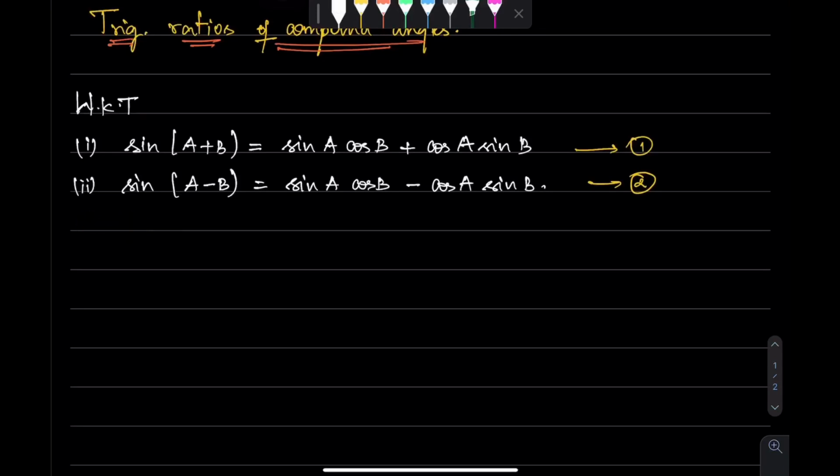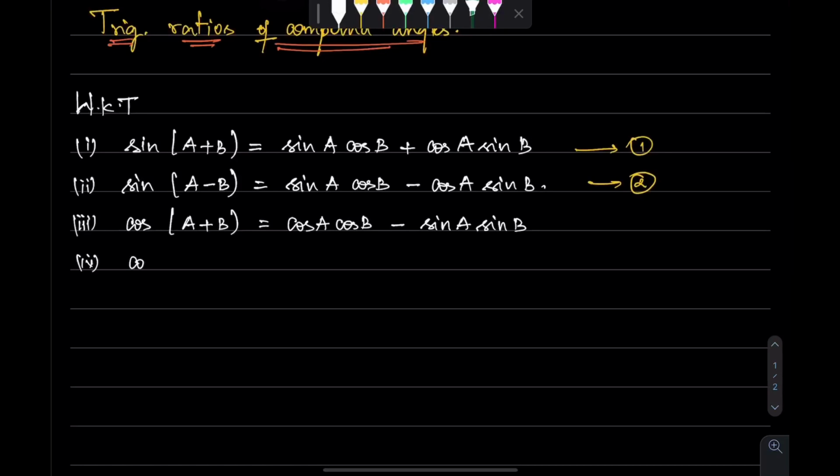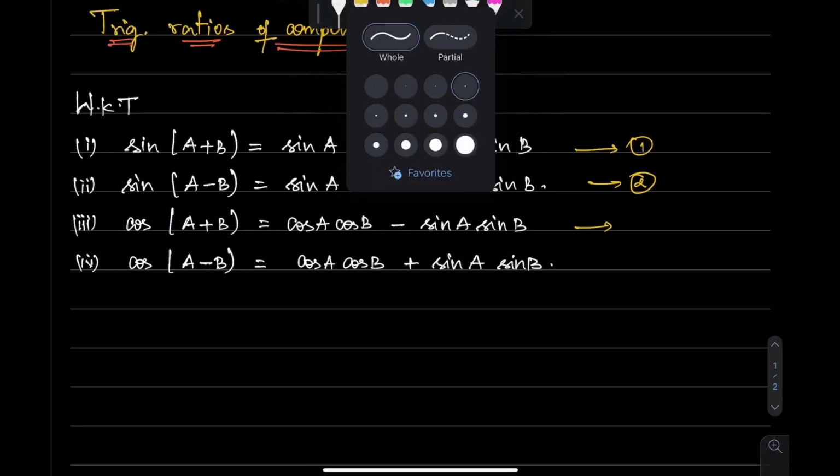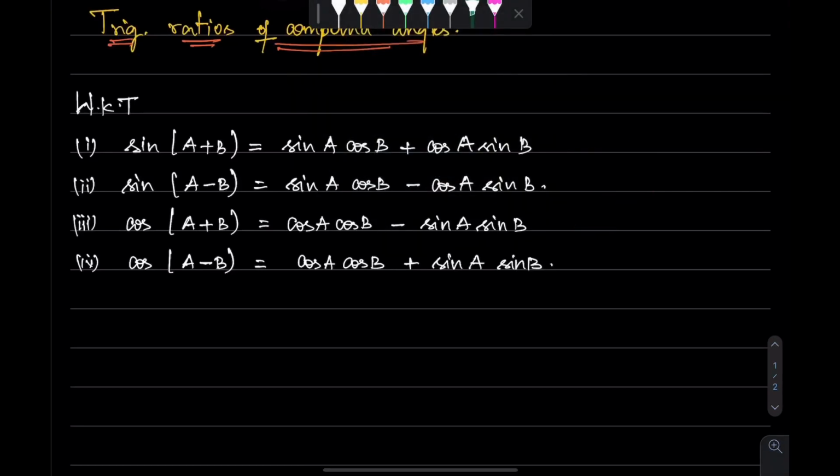let me take the third one, cos of a plus b. What is cos a plus b, children? Cos a cos b minus sin a sin b. And the fourth one, cos a minus b, is going to be equal to cos a cos b plus sin a sin b. So we are going to use these four results and find some interesting results.